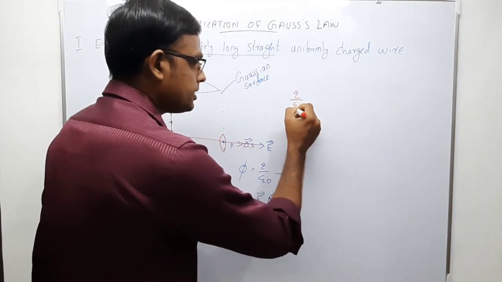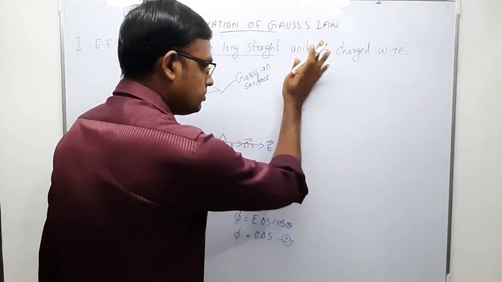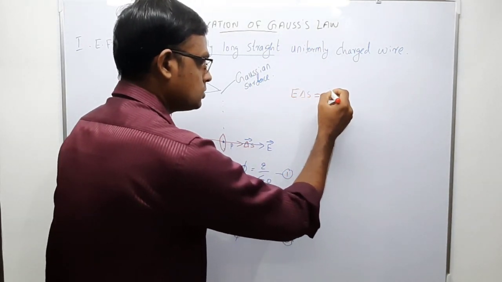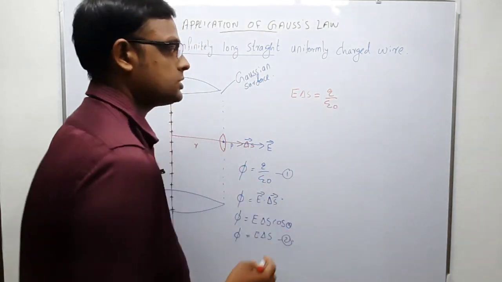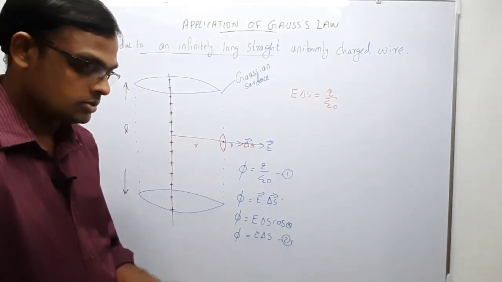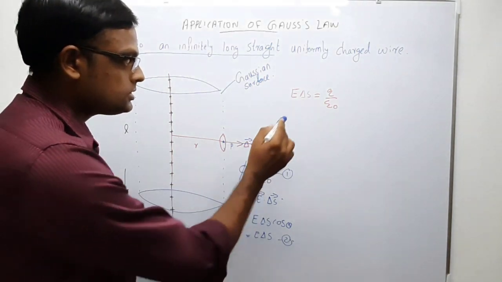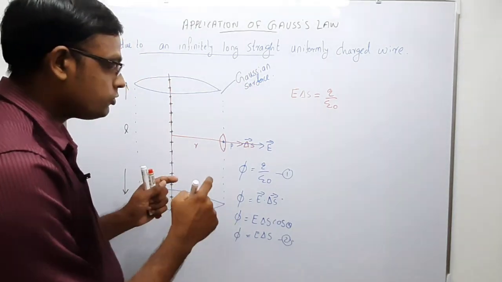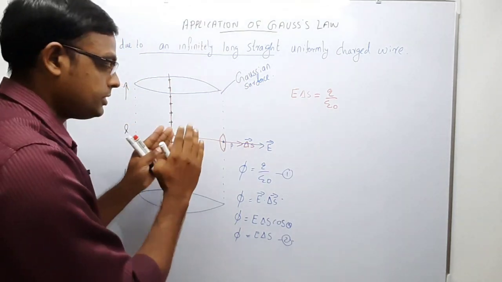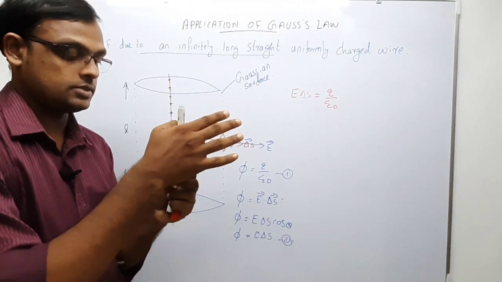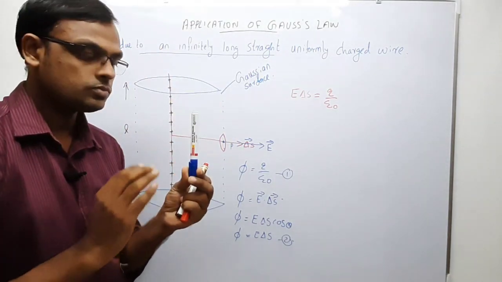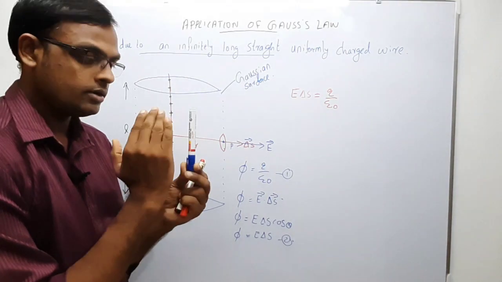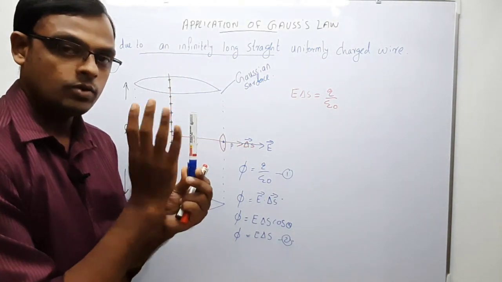Q divided by epsilon 0, or you can simply write E delta S is equal to Q divided by epsilon 0. Now just imagine this is the electric field into a small area. If you want to find the entire area, that means if this is a closed surface, around this one closed surface, what is the shape here? Cylinder. So it's a small area we have taken.